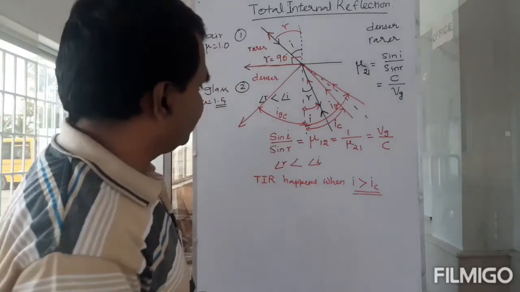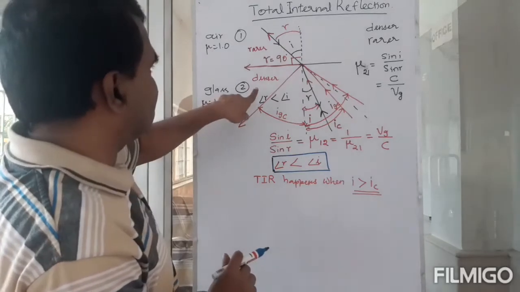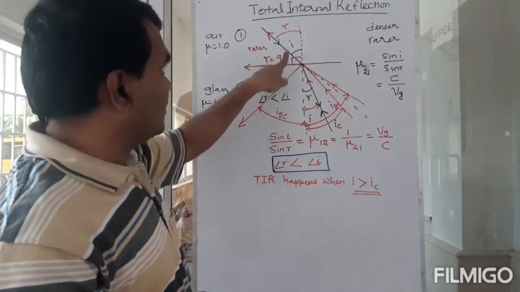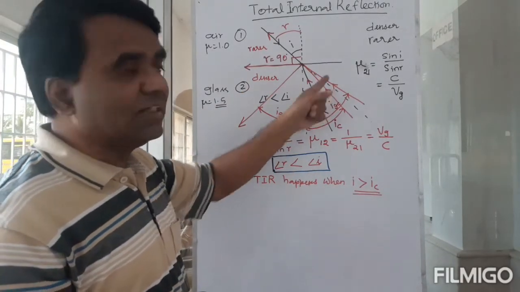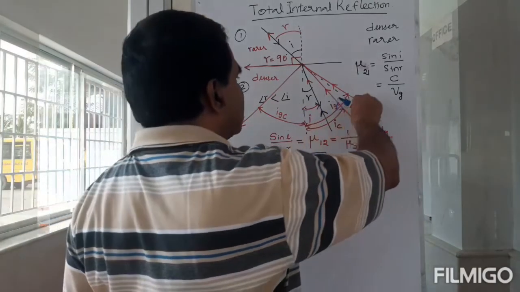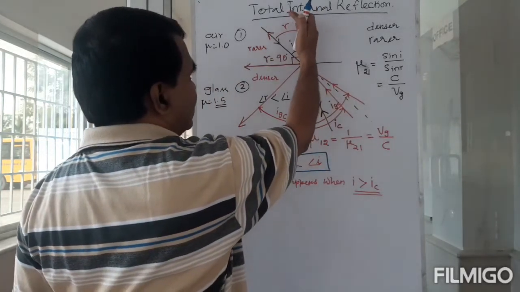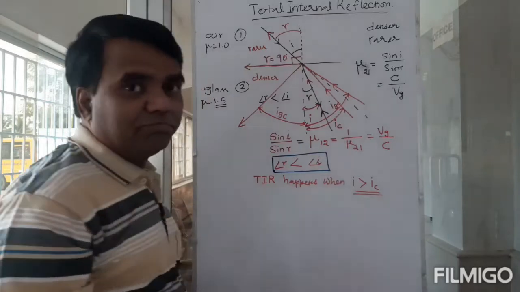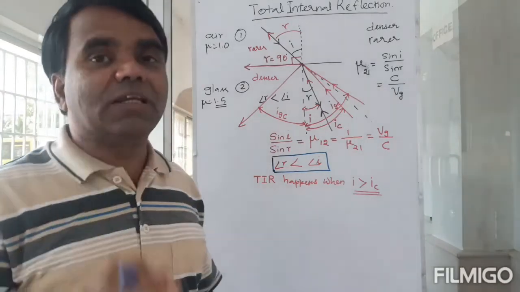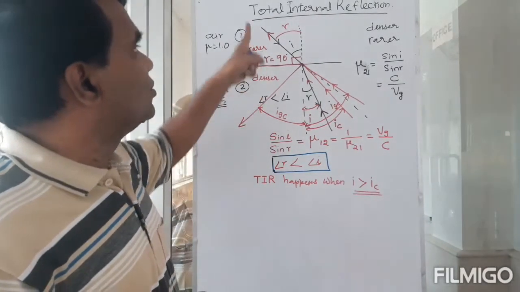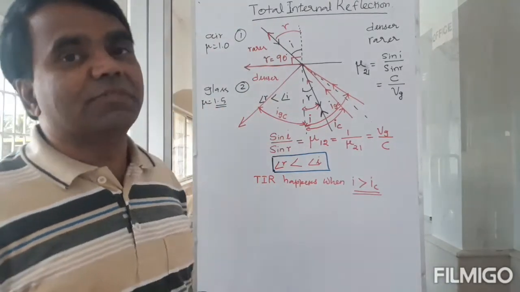But here, when light travels from a denser medium to a rarer medium, you notice that R is greater than I. So R could reach 90 degrees before I could reach 90 degrees. So as I keep increasing this, I can still be less than 90, but the angle of refraction can become 90. So total internal reflection will happen only when light travels from a denser medium to a rarer medium. It can never happen when light travels from a rarer medium to a denser medium.